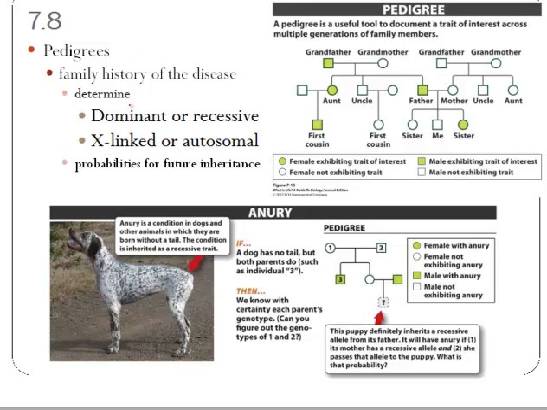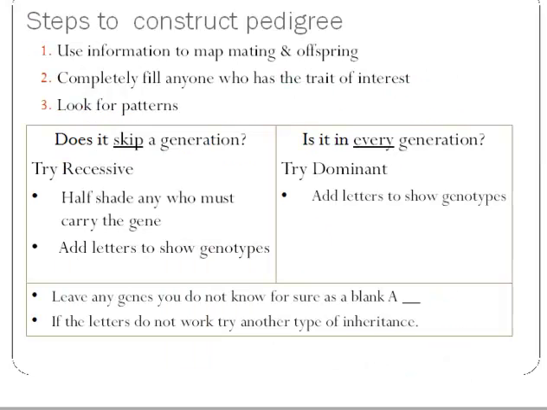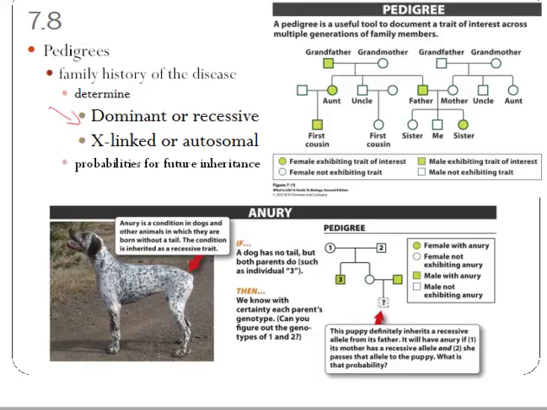And in pedigrees you can determine if a characteristic is dominant or recessive. You can also figure out if it's X-linked or autosomal. But instead of looking for ratios, like we did in our previous crosses, you look for patterns in pedigrees. And we'll get some practice with pedigrees in class, but here are some examples of patterns and how to construct a pedigree. First, you use the information to map the matings and offspring for your pedigree. So that's what's shown up here.